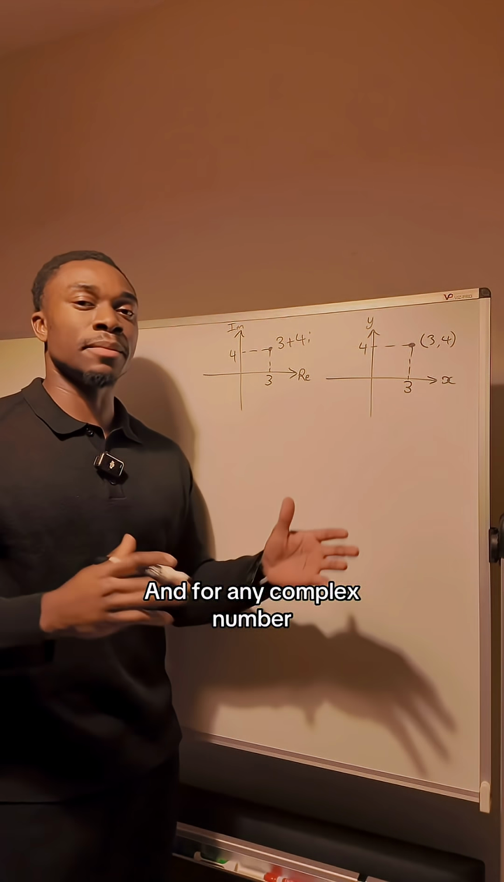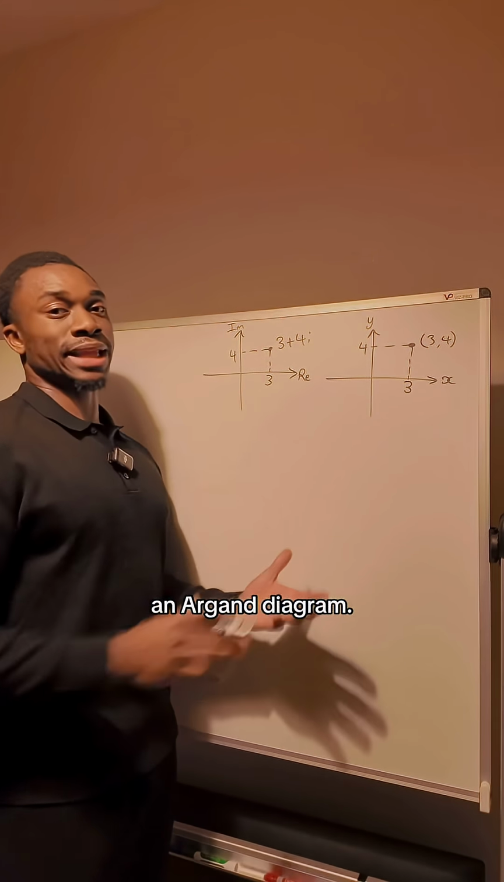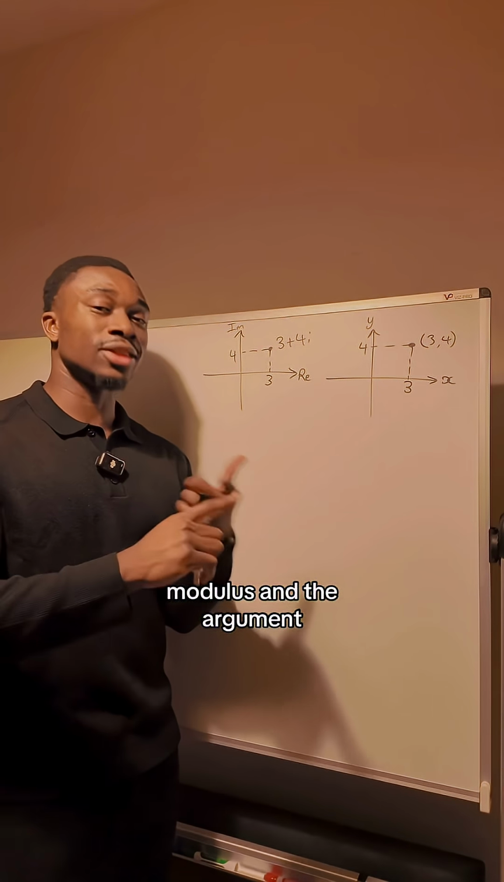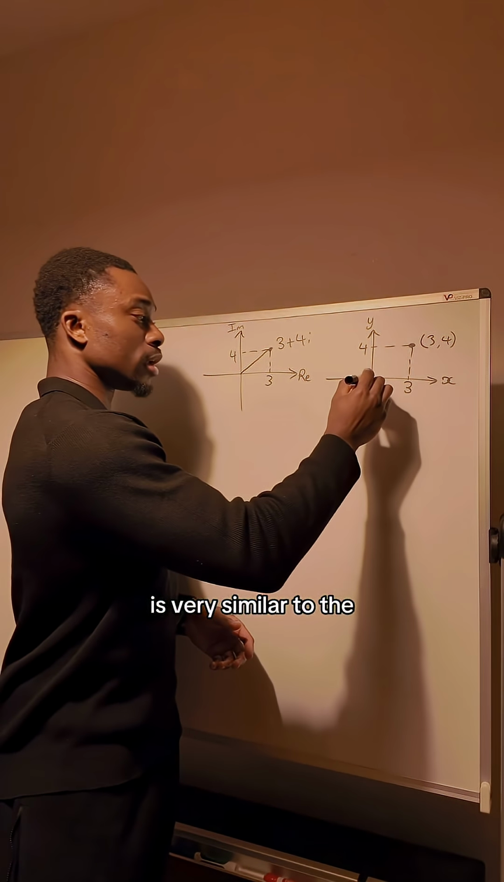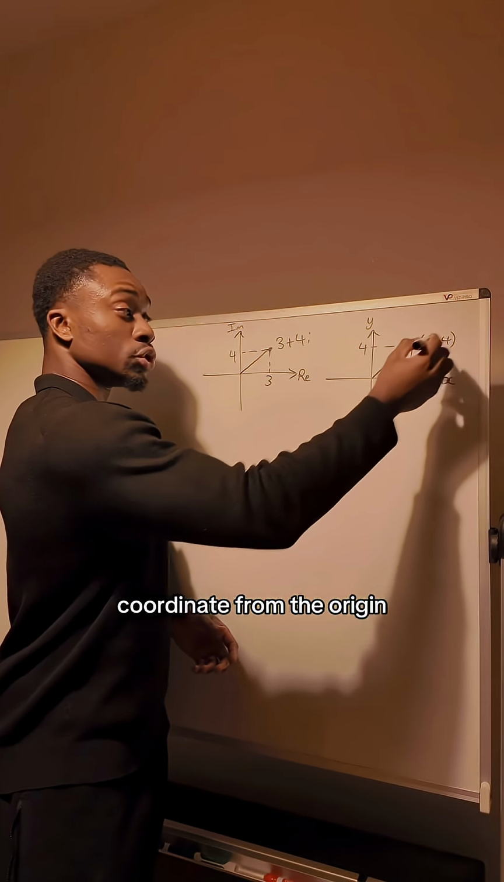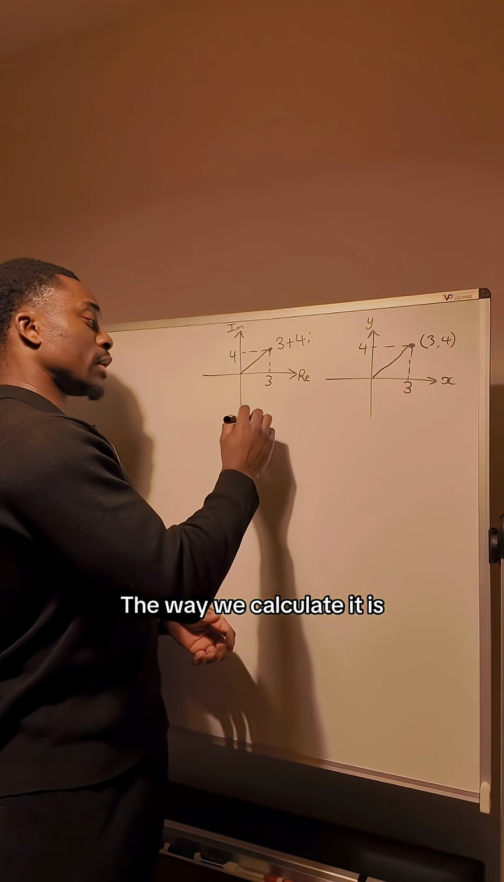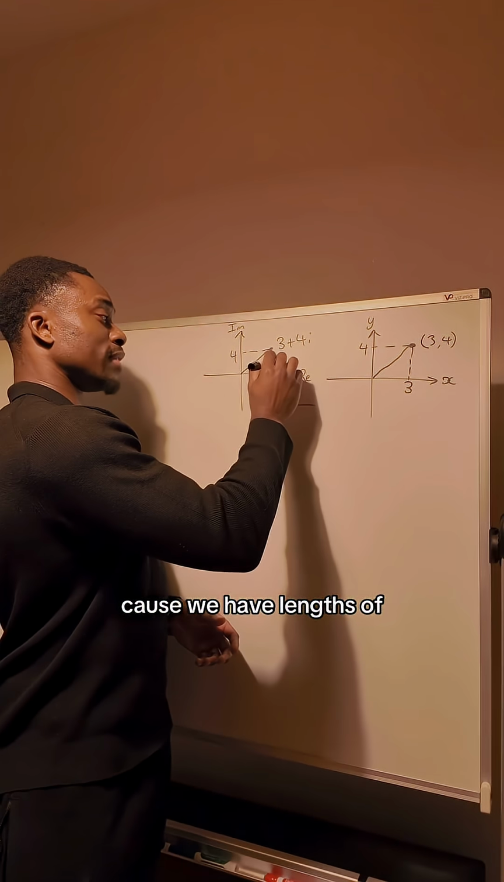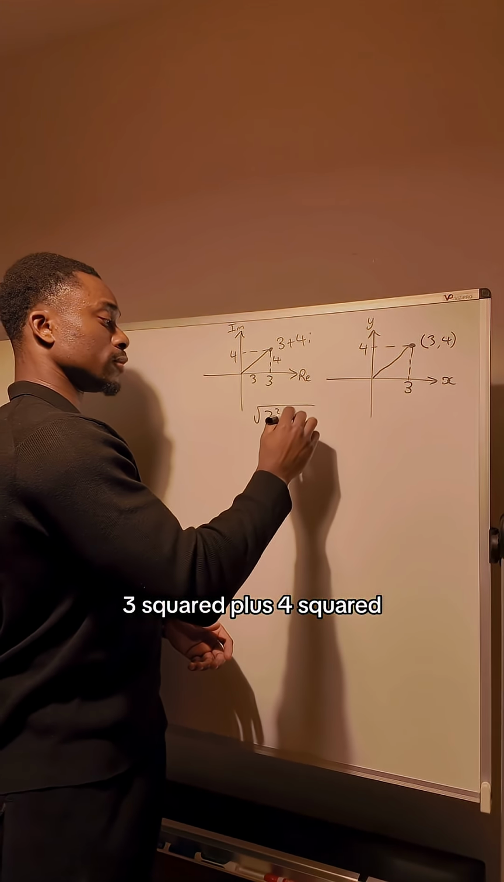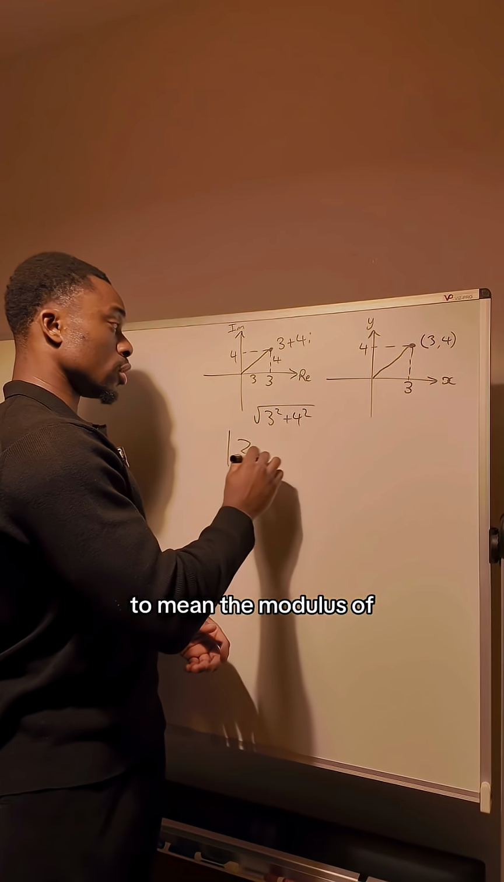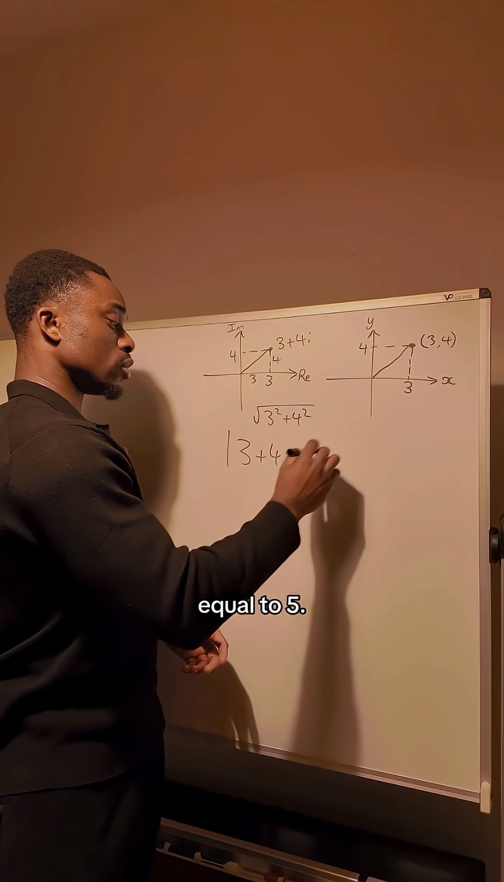And for any complex number, we can represent it on an Argand diagram, and you can find the modulus and the argument of any complex number. The modulus of this complex number is very similar to the shortest distance of this coordinate from the origin. The way we calculate it is using Pythagoras, because we have lengths of 4 and 3 on this triangle, so we can do 3 squared plus 4 squared to mean the modulus of this complex number is equal to 5.